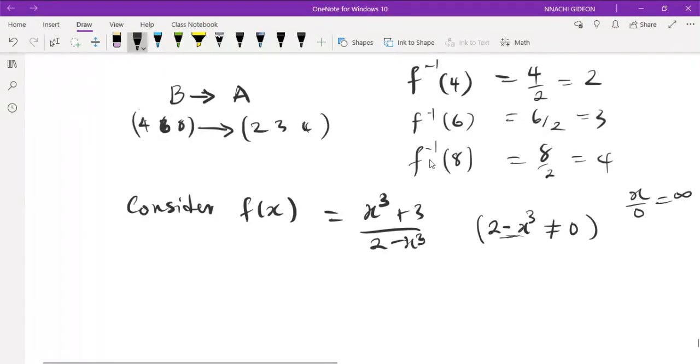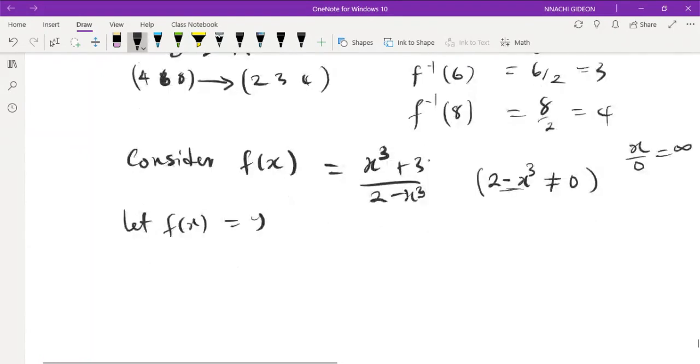Okay, so now I will say let f of x equal to y. If you know this, you can even try it before me and tell me. You can even correct me along the line. So that means y equal to (x cubed plus 3) over (2 minus x cubed). So now our idea is when we get this dependent variable in place of the independent variable, then we are done with the inverse. So once we get this in place of this, the dependent variable in place of the independent variable, then we are done. So for me to do that, I have to make the independent variable subject formula, which is x.